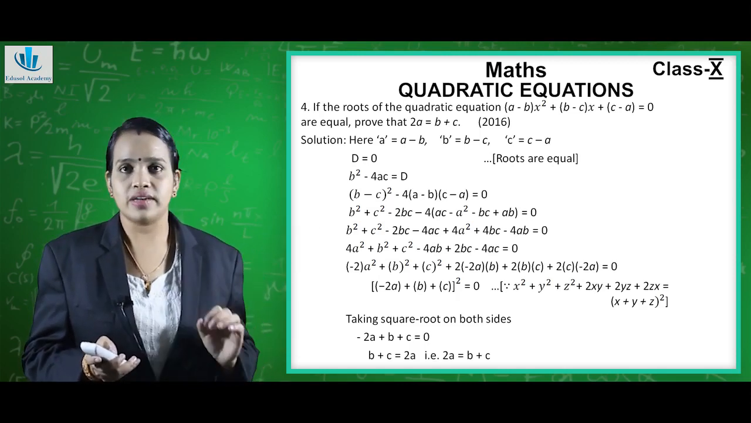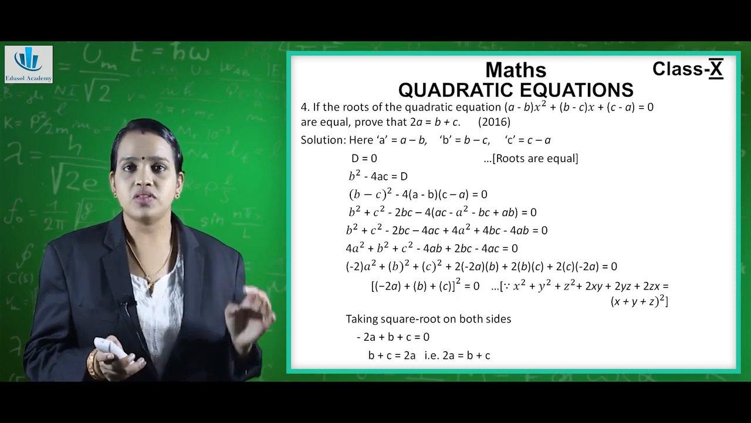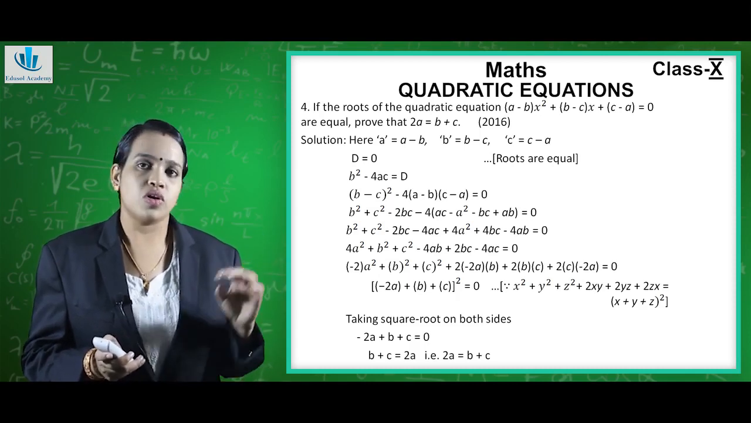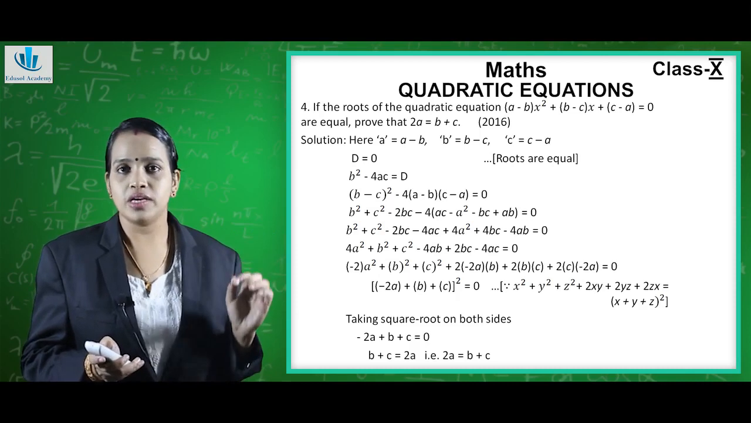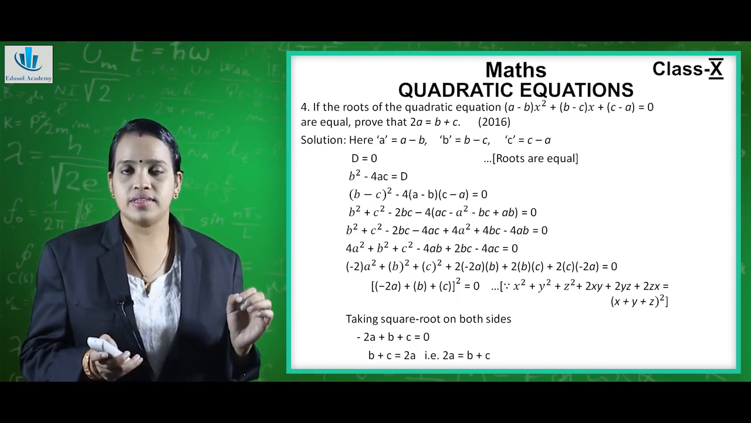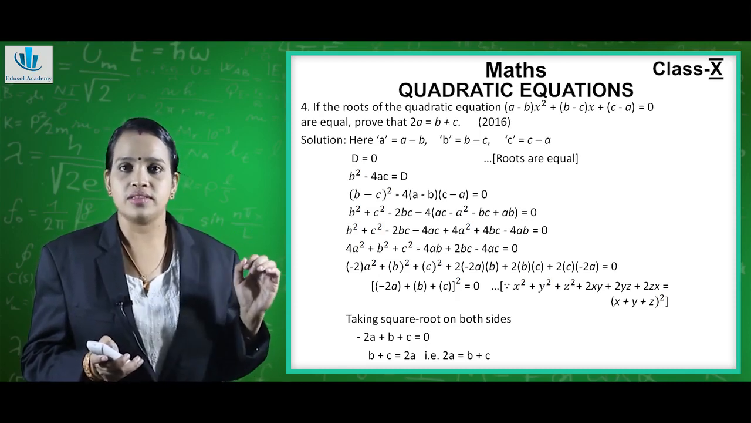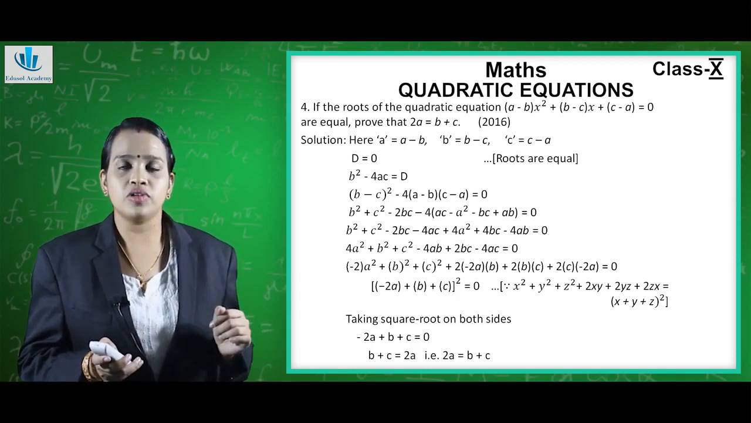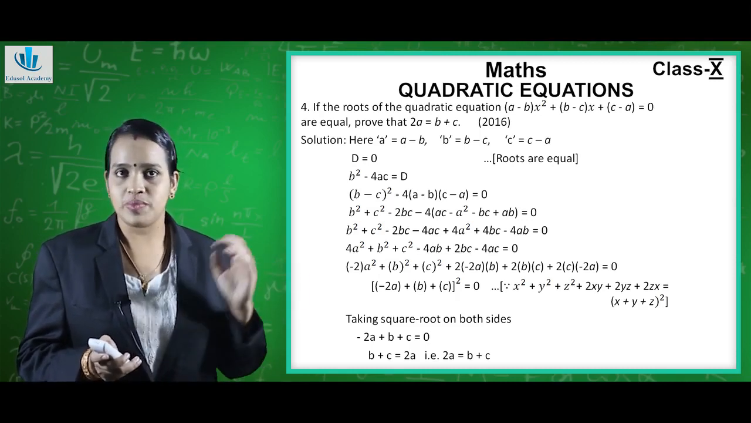Now it is already said that the roots are equal. That means our d is equal to 0. So our d is b raised to 2 minus 4ac, which is equal to 0. Now we can put the value of a, b and c from the equation.